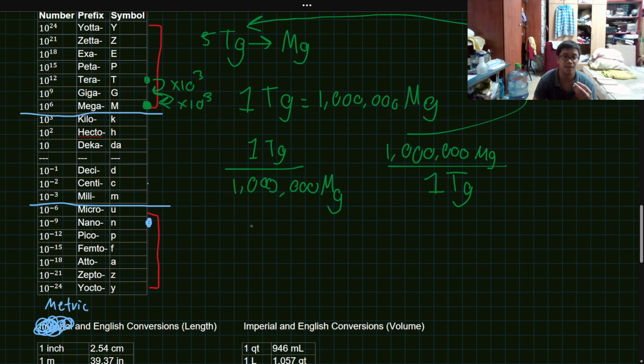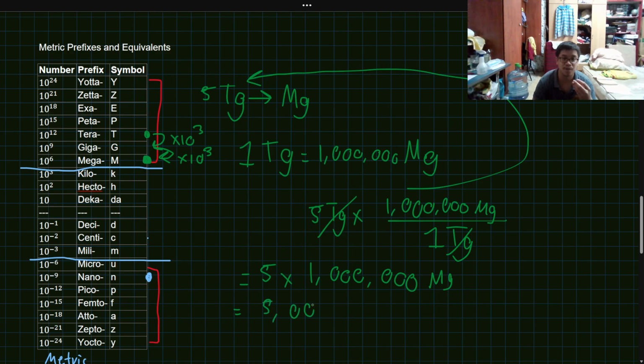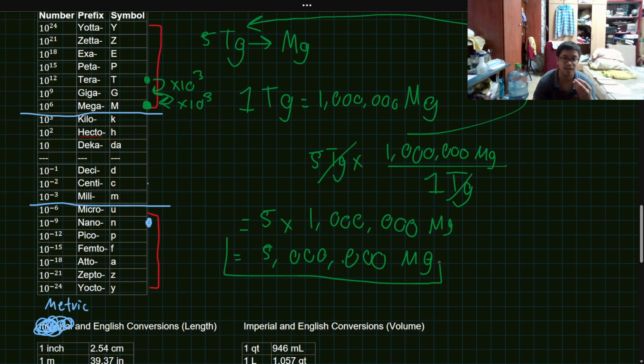Let me erase this. So we have 5 teragrams times 1 million megagrams all over 1 teragram. The teragrams are now cancelled. What's left is 5 times 1 million megagrams, which is 5 million megagrams. That is your final answer. Okay, we're good to go.